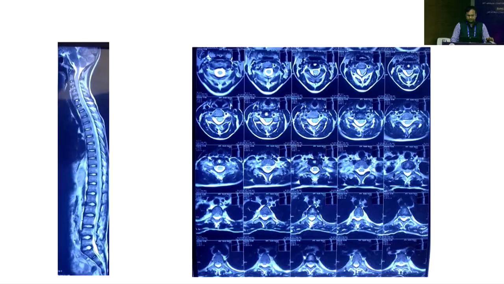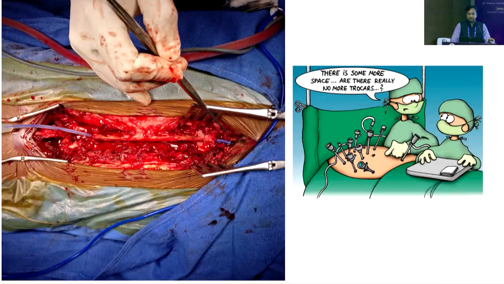This was a sort of epidural tuberculosis. They present very extensively. And in these cases, if there is a soft tissue abscess, then you can use this red rubber or the catheter technique, where you can do the laminectomy at one area. You can pass this, and you can decompress the whole of the spine.